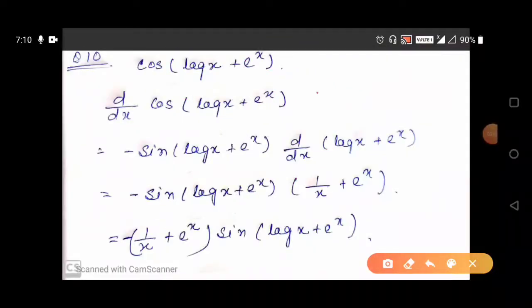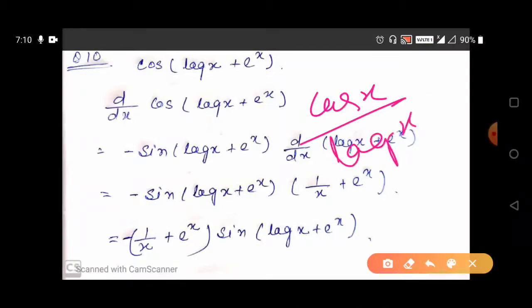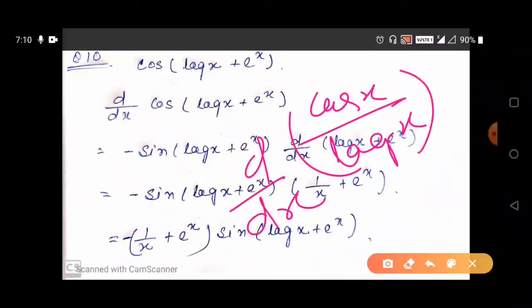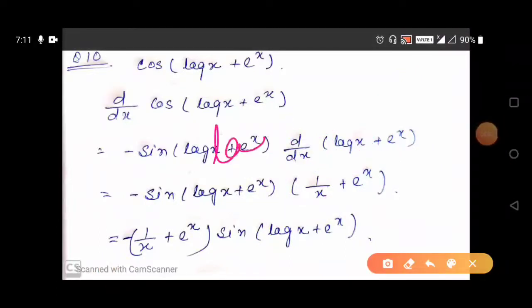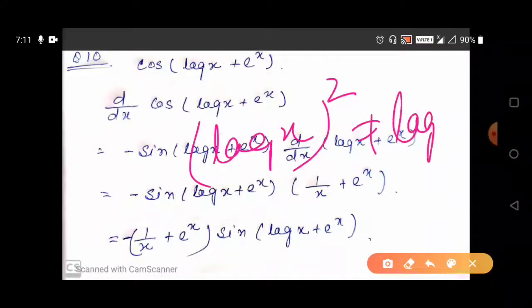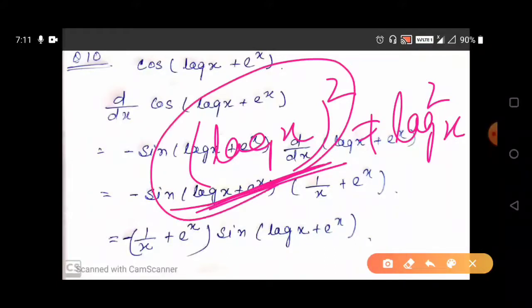Question number 9 is cos x by log x. We have to differentiate this with respect to x. That means we have to find d/dx of cos x by log x. So first of all, here we will apply the formula of d/dx of u by v. Log x whole square is not equal to log square x. Whenever we write log x whole square, we have to write it in this way only.